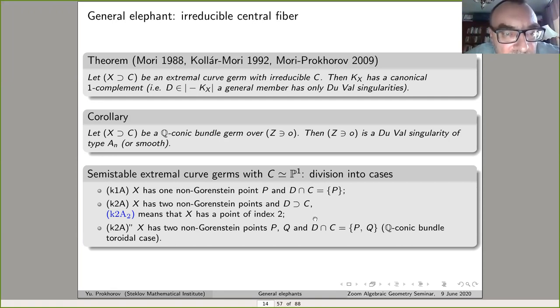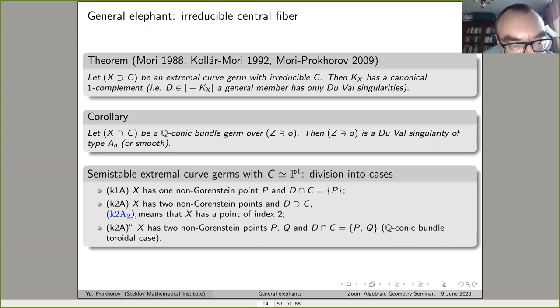For semi-stable cases, we have the following division. According to our previous slide, we have at most two non-Gorenstein points. And in the semi-stable case, we have basically two possibilities. We have either one non-Gorenstein point, and from this theorem, the general fiber doesn't contain the central curve, so it means our curve at one point. Or it has two non-Gorenstein points, and in this case a general fiber contains the central curve.